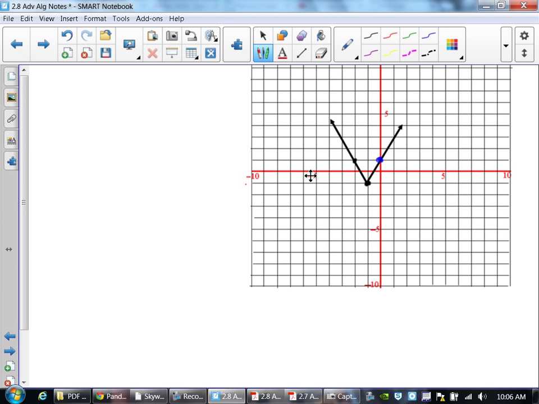Where's your center? -1, -1? Slope? So that means y equals a absolute value of x minus h, plus k. When you substitute in, what's your final result?